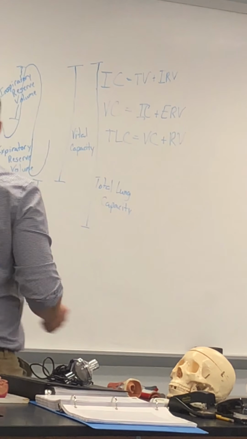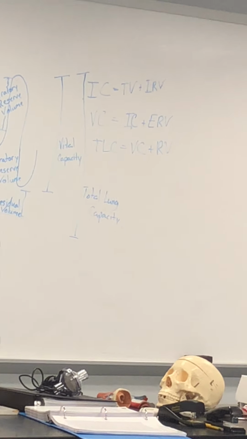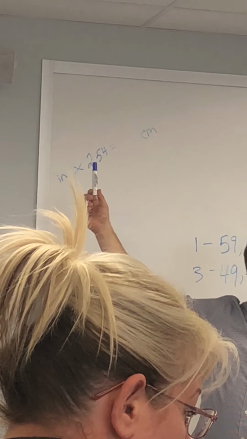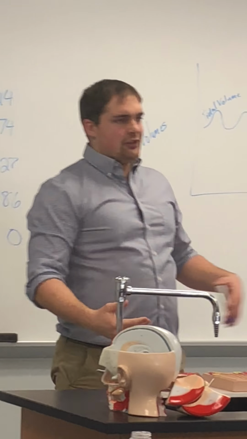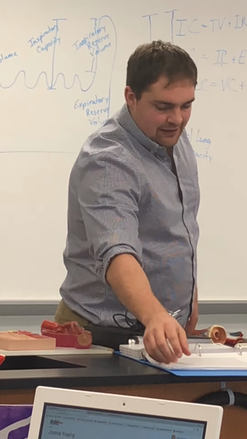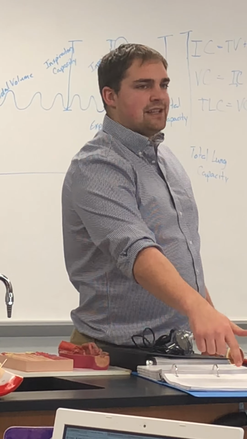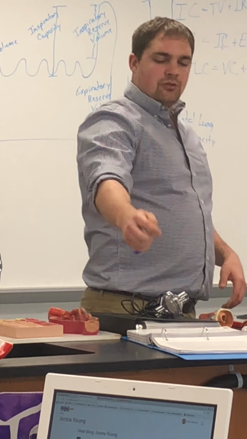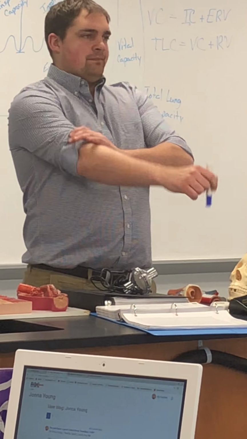So if you are going to calculate your predicted volume, you'll need to have your height in centimeters. You take your height in inches and multiply that by 2.54, and that will give you your height in centimeters. Then you come to the chart. There's a female and a male chart. You go to your height in centimeters that you calculated, and you go to your age range, and then you pull that number for your predicted vital capacity.